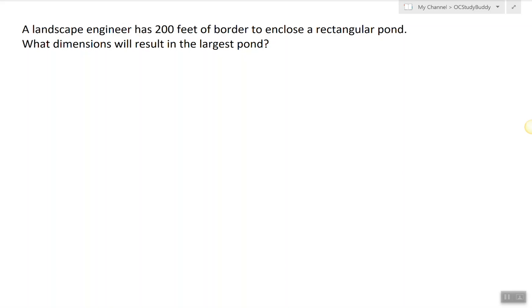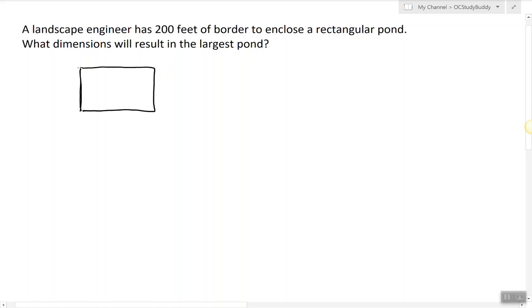In this video, I will show how to use the properties of quadratic functions to solve an applied math problem. So let's read the question. A landscape engineer has 200 feet of border to enclose a rectangular pond. So as we're reading the question, let's draw a picture. So we have a rectangular pond, which we're trying to enclose.